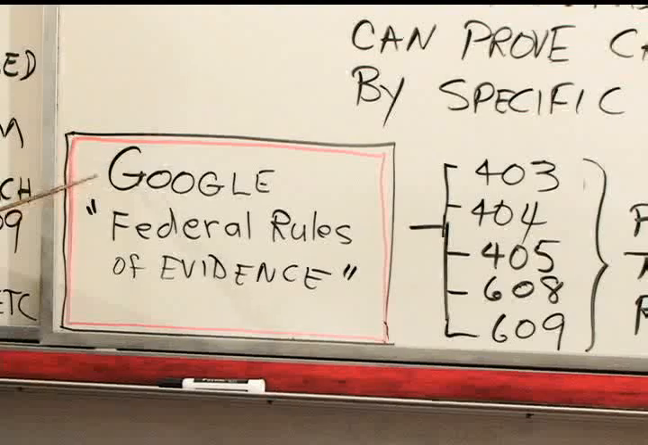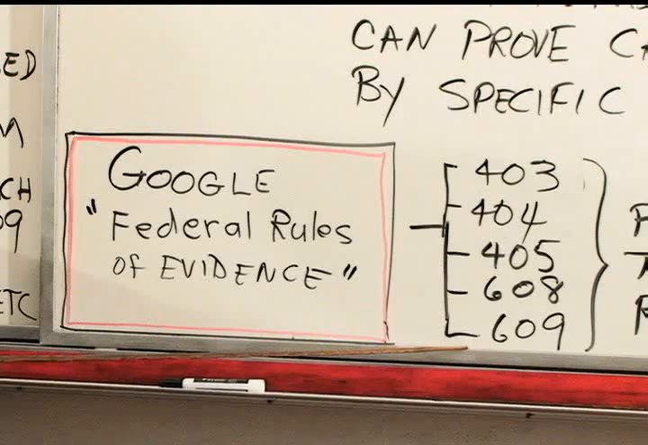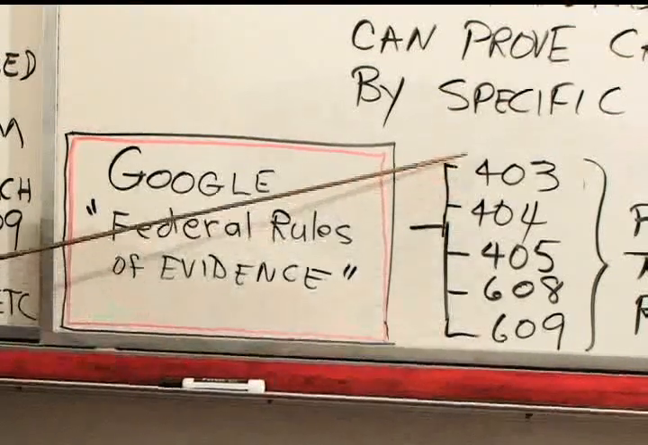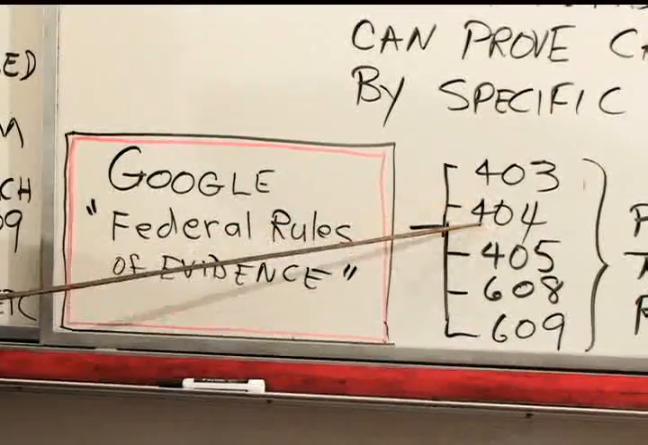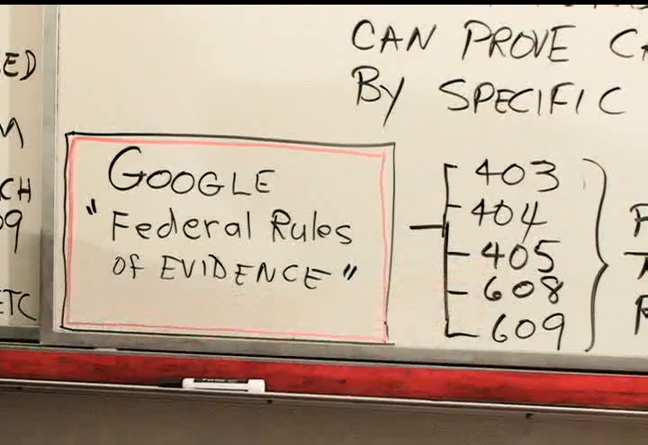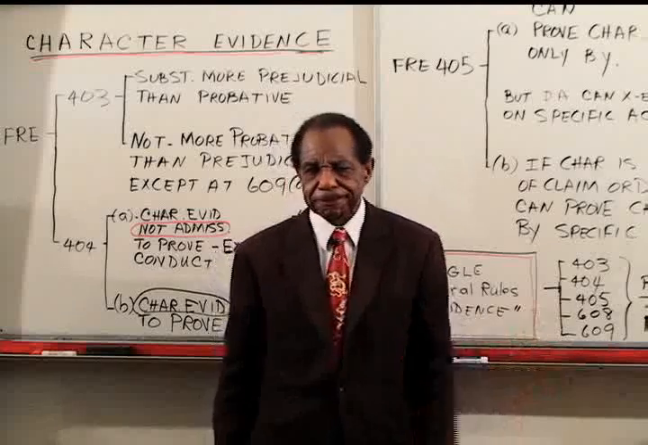And to find out what they say, I ask you, at this time, to go to Google, Google the Federal Rules of Evidence, and print these 5 code sections, because these are the sections where you need to know what they say and what they mean. If you just know kind of what it means, but you don't know exactly what they say, you can get burned. So please print these so we can talk about them. FRE 403, 404, 405, 608, 609. So I'm going to stop for a moment while you download that.